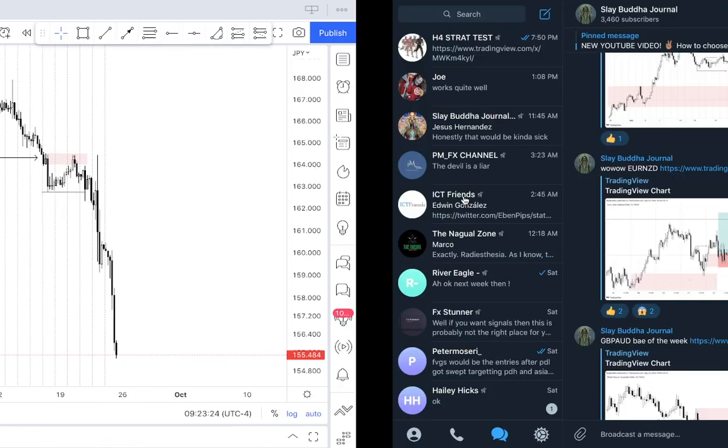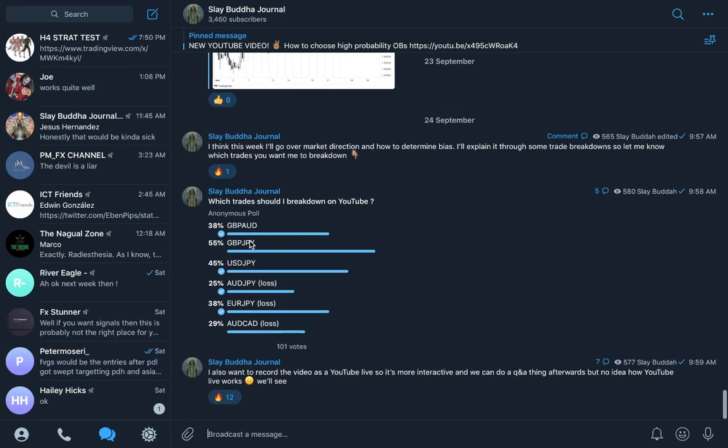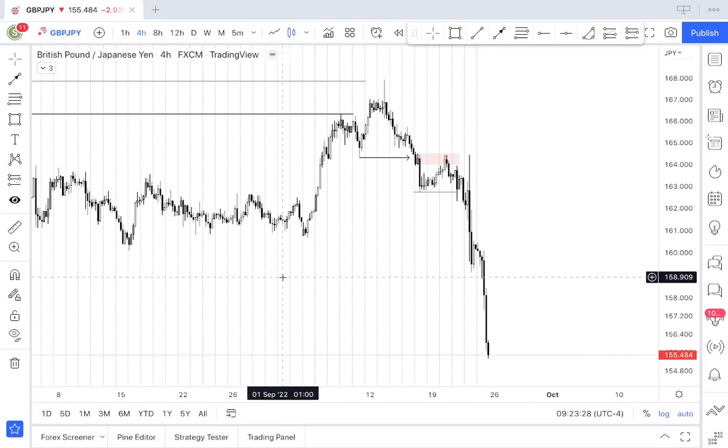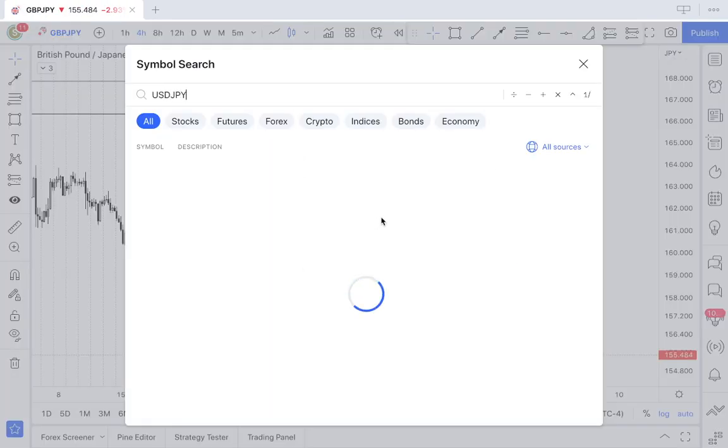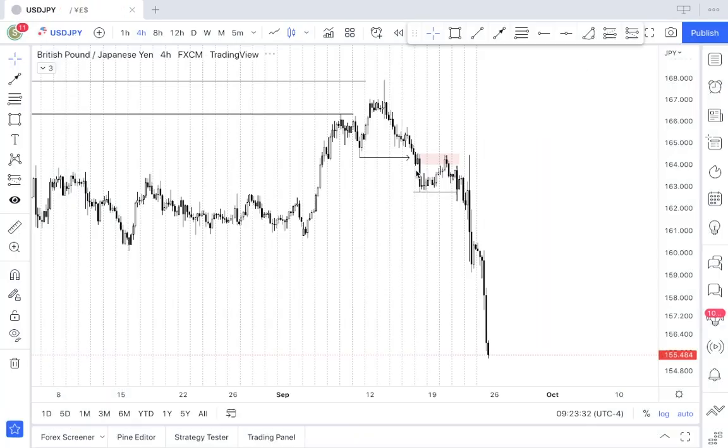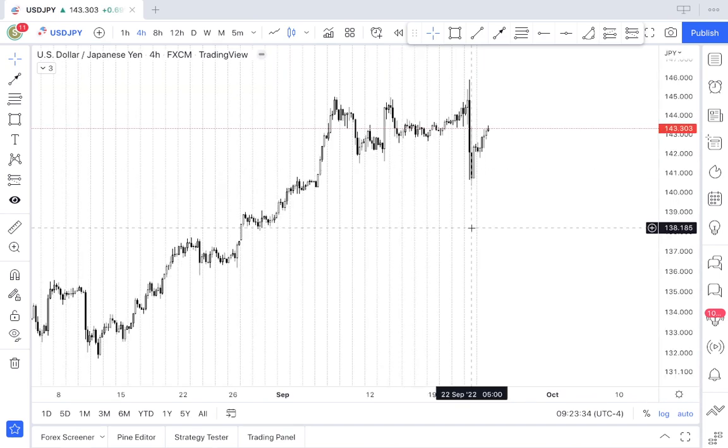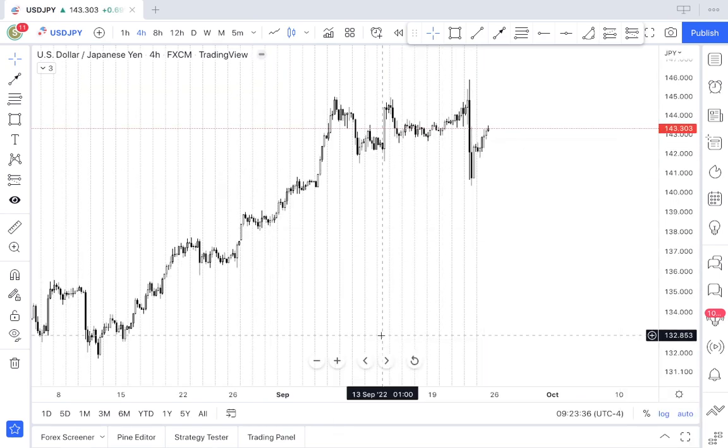Okay, next pair, what's the next pair? USD JPY. Lovely trade here. Okay, let's go over everything.